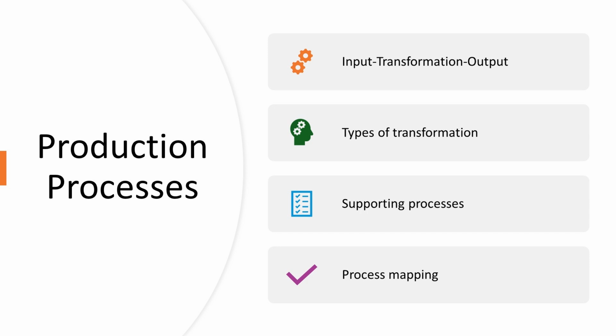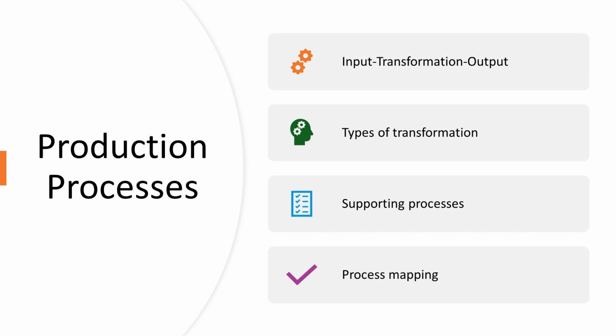Maintenance, B. Quality control, C. Safety systems, D. Scheduling, E. Materials handling, and lastly, 4. Process mapping. Process maps visualize how work moves through a system. They help identify bottlenecks, unnecessary steps, risks, and opportunities for improvement.